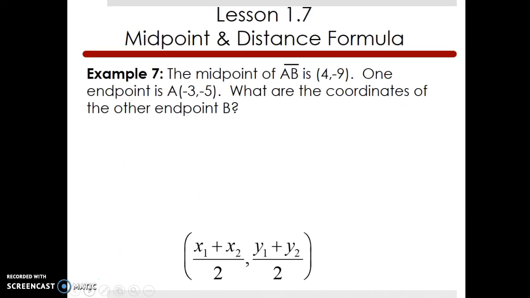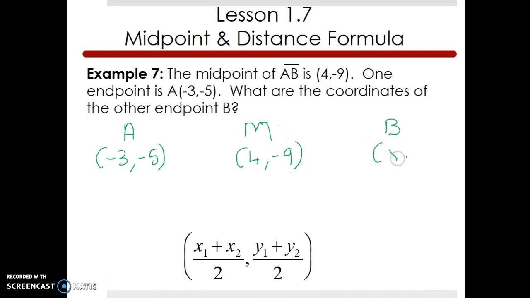So you're going to try this. I'm going to again do it my way. So again, you have A, you have your midpoint. So it gives you the midpoint, and then you're trying to find B. It tells you A is negative 3, negative 5. The midpoint M is 4, negative 9. And you're trying to find B.